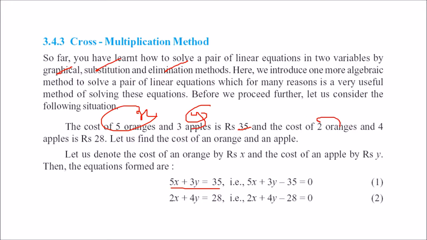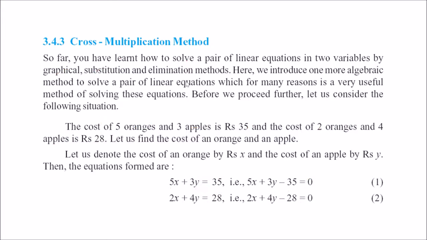Then 2 oranges means 2x plus 4 apples means 4y, so 2x plus 4y equal to 28. We'll place it here, means rearrange them. We'll try to rearrange such that the right side becomes 0.